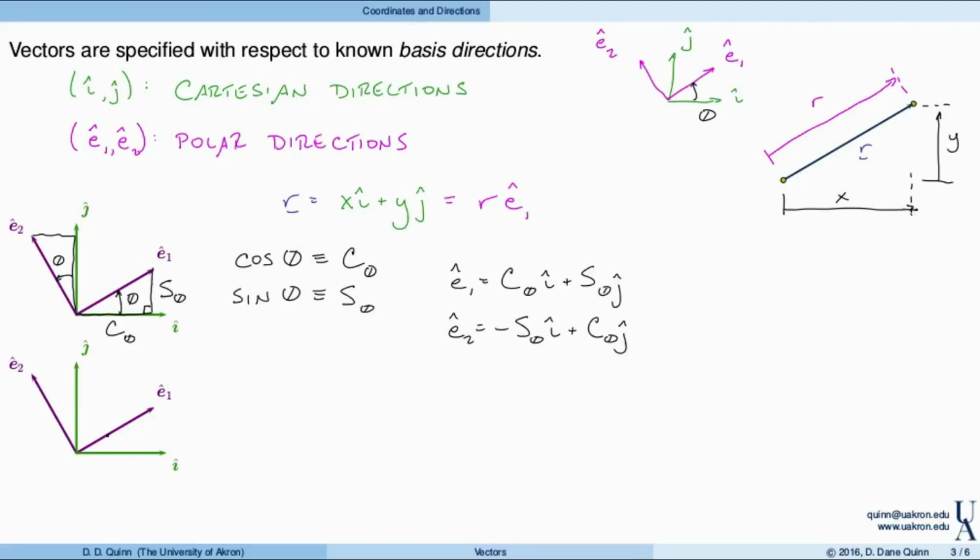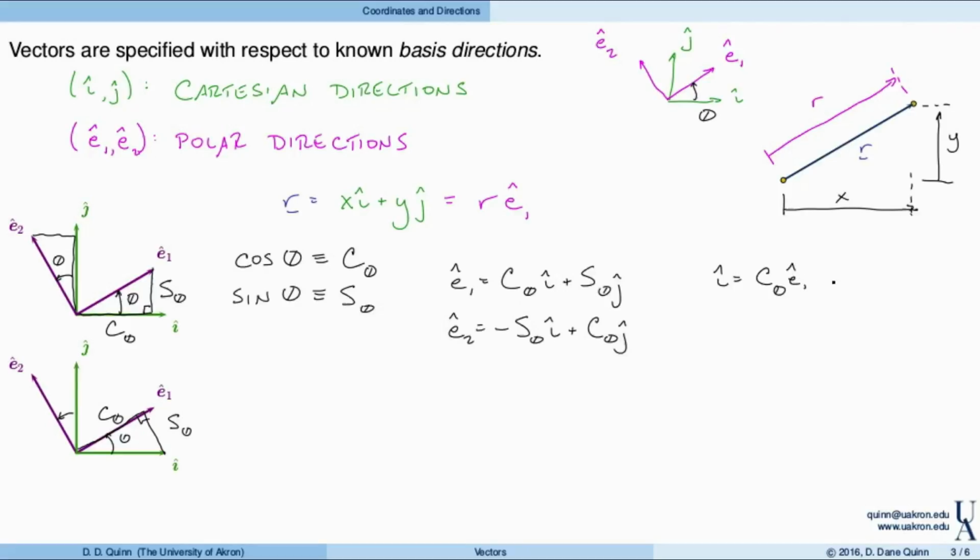Again, this interior angle is theta, as is this one. So if I wanted to write I in terms of E1 and E2, again, I would walk some distance in the E1 direction, and then I would walk some distance in the E2 direction. This length would be cosine of theta, and this length would be sine of theta. So immediately we would see that I is, well, how far in the E1 direction? It is cosine of theta in the E1 direction.